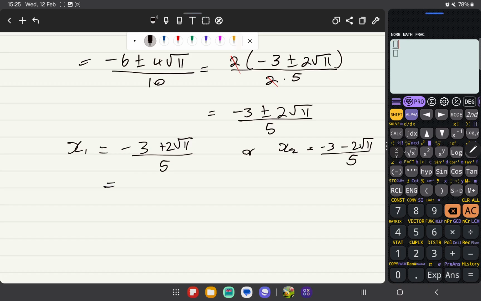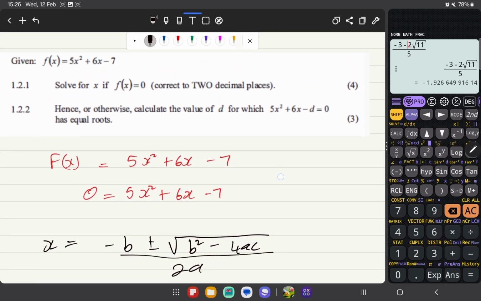You're just gonna go to your calculator. Minus 3 plus 2 root 11, that's 5, minus 7 to 773, I believe, because they said 2 decimal places. Go there, change into minus, we get minus 1.93. Then you are done. Then you are done.